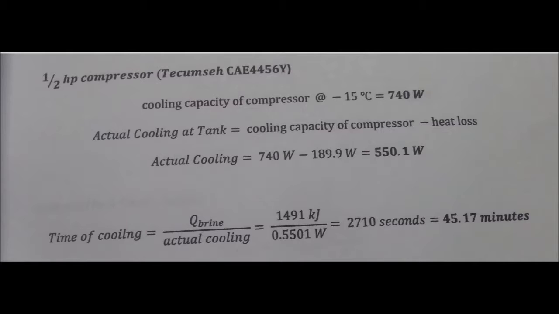Time of cooling is equal to heat loss of brine over actual cooling, which is equal to 1491 kilojoules over 0.5501 kilowatts, which is equal to 2710 seconds. Next is the selection of the condenser.